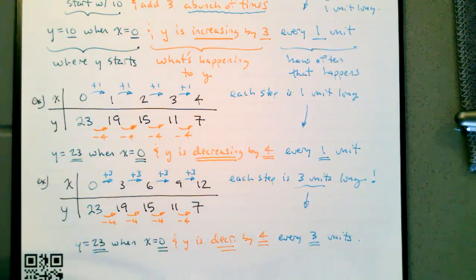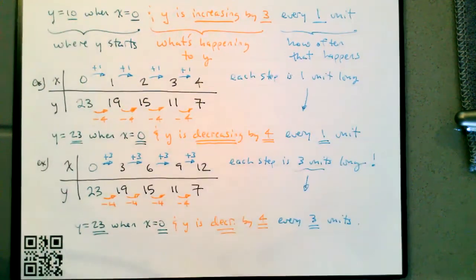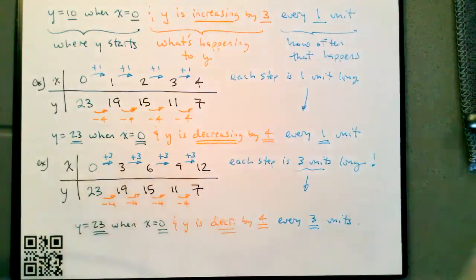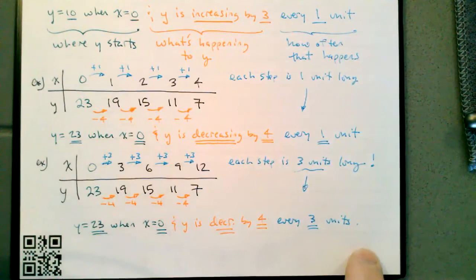Any questions? Once we describe this pattern, we want to be able to read this in algebra. We want to be able to encode it in algebra. We've taken the numbers and we've written a sentence describing what's going on, but we need an algebra sentence that says the same thing. So we'll say something like y equals 23 minus 4 over 3 times x.